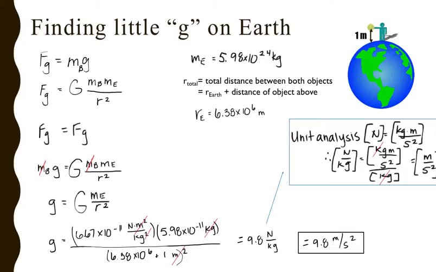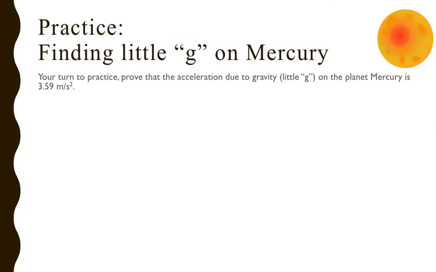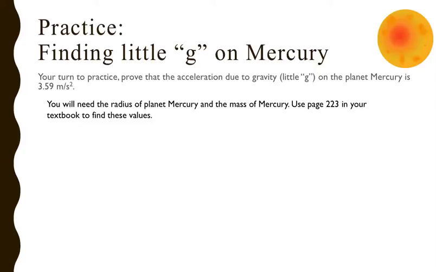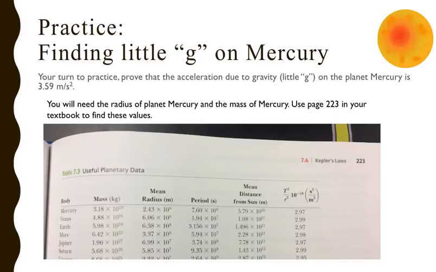You could do this same setup for other planets as well, finding their acceleration due to gravity. So, your turn. Find the acceleration due to gravity on Mercury. We know that it's 3.59 meters per second squared, but go ahead and use the table in your book on page 223 to prove it. Pause the video now and try this problem out, and then check your solution.